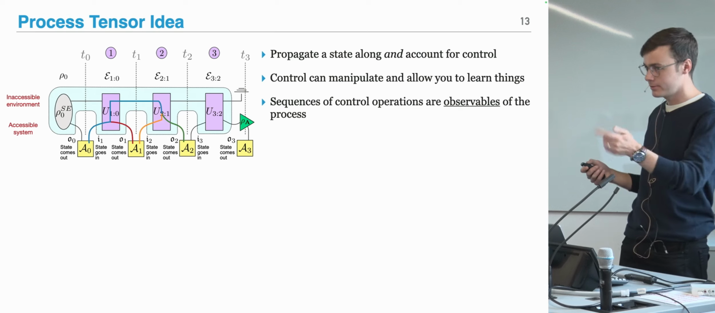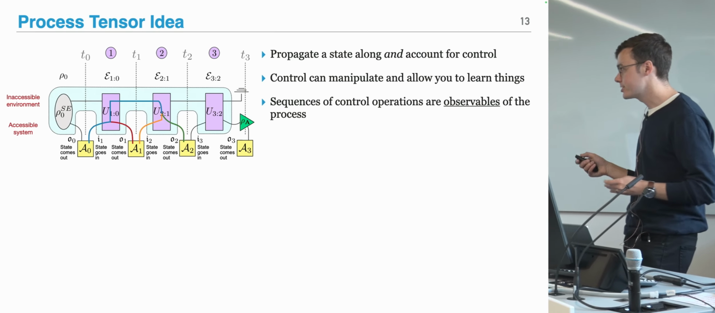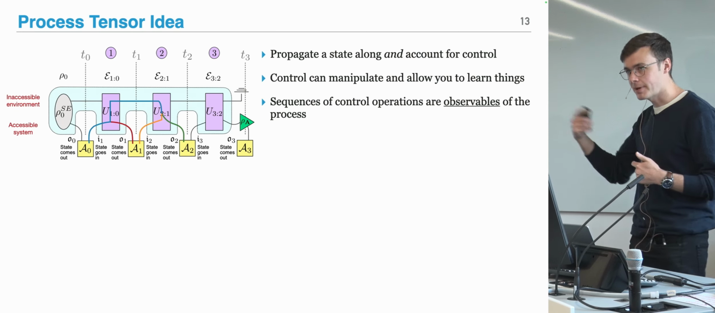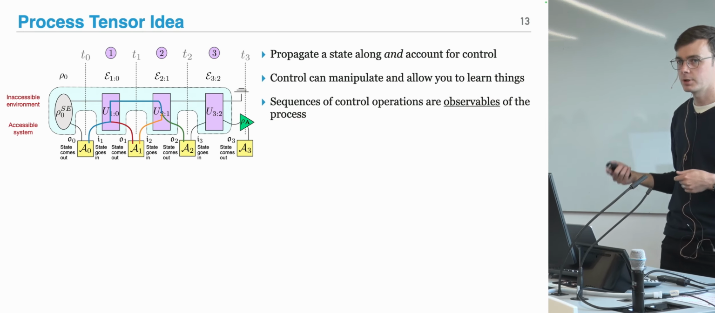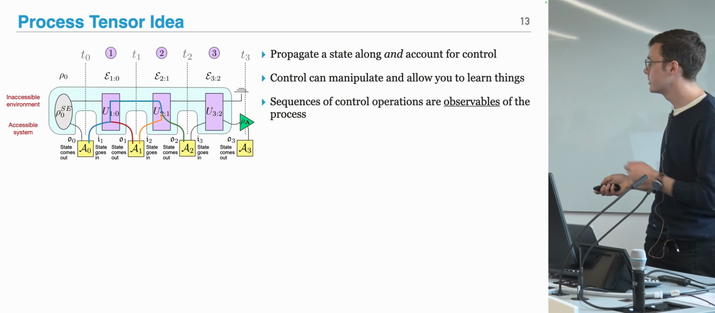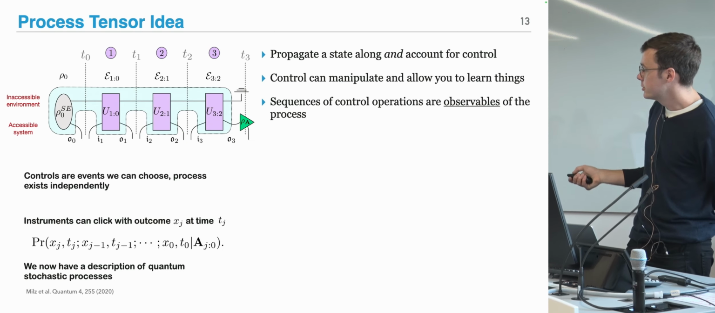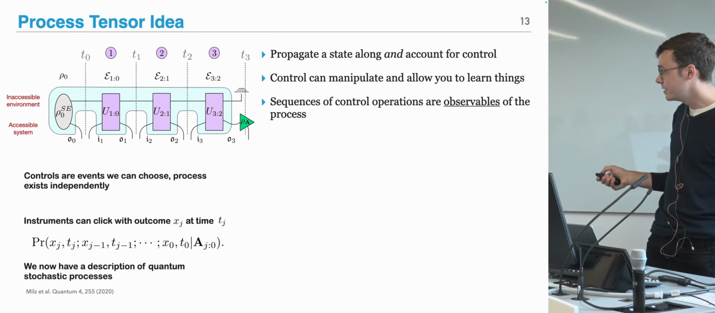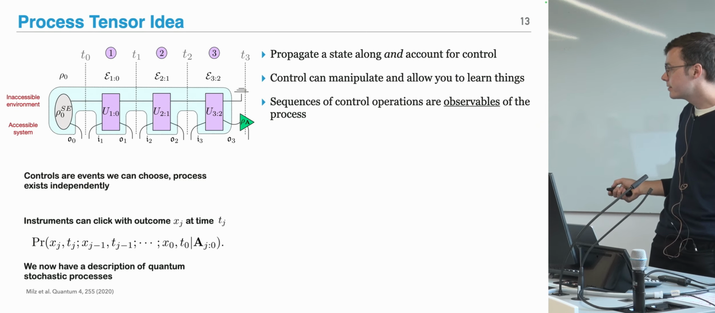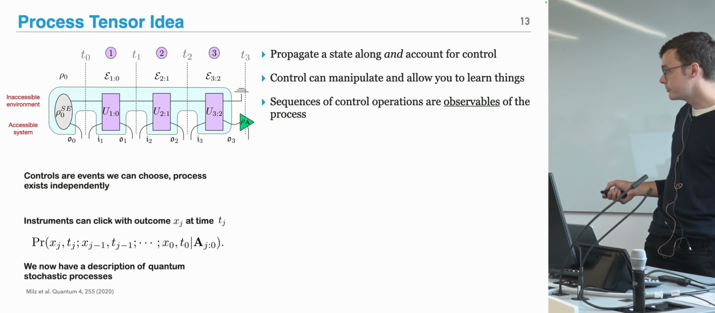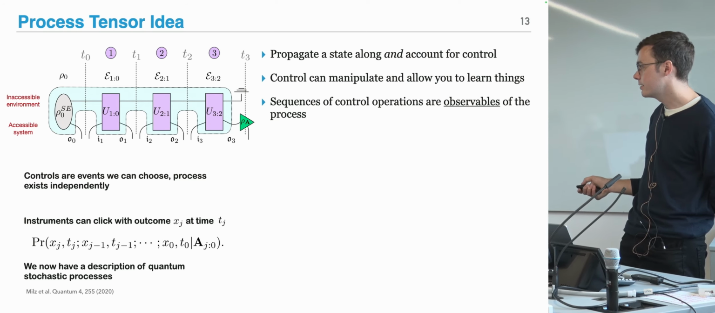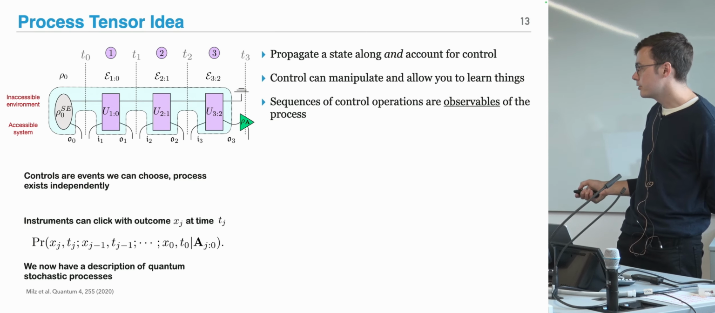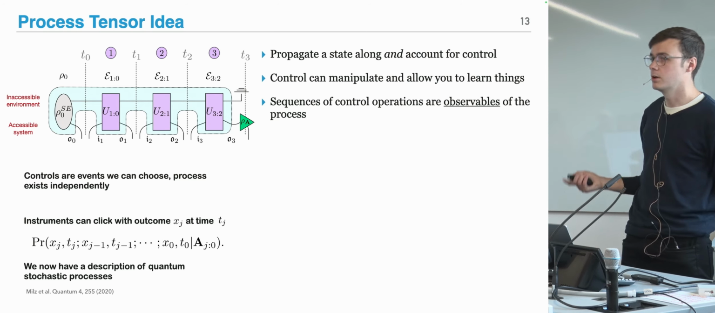Okay, and I guess to build off of that, the main point is that different control operations get different back action from the environment, and so different control operations allow you to learn different things about the environment. So, roughly speaking, controls are events that we choose. The process exists independently. And so if I were to make different measurements at different times, then I would get a joint probability distribution with, say, my detector clicks with outcome xj at time tj. But that joint probability distribution would also be conditional on the controls that I chose.